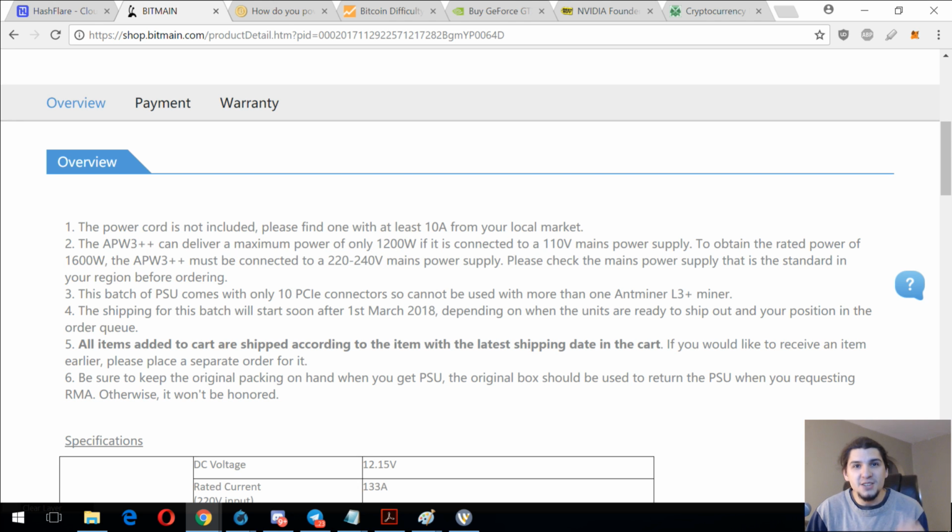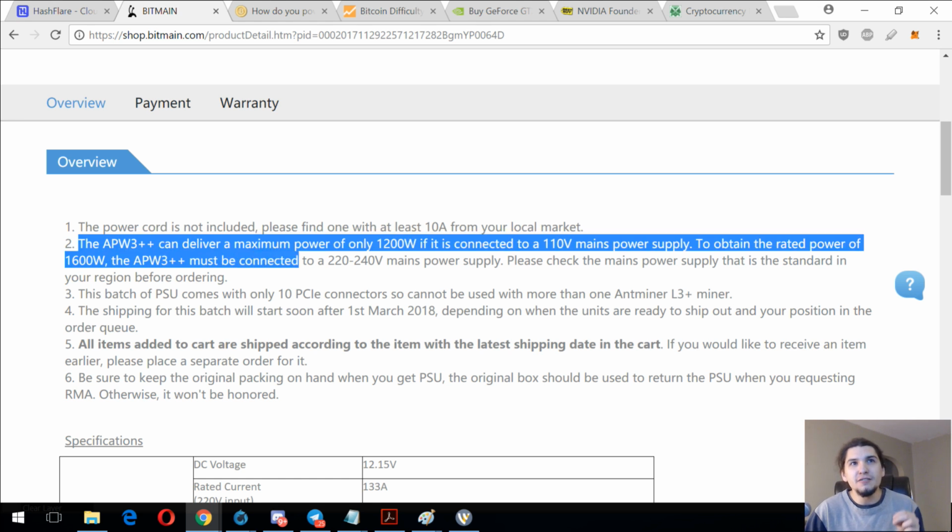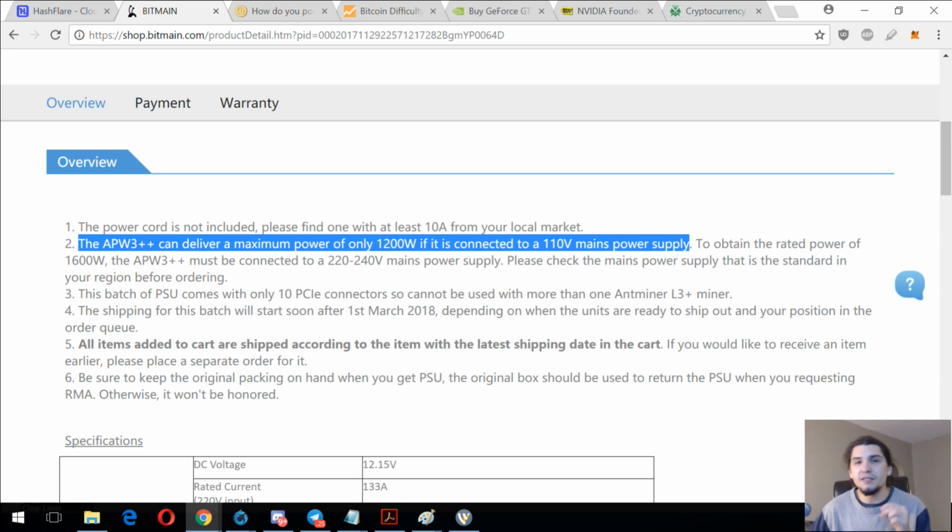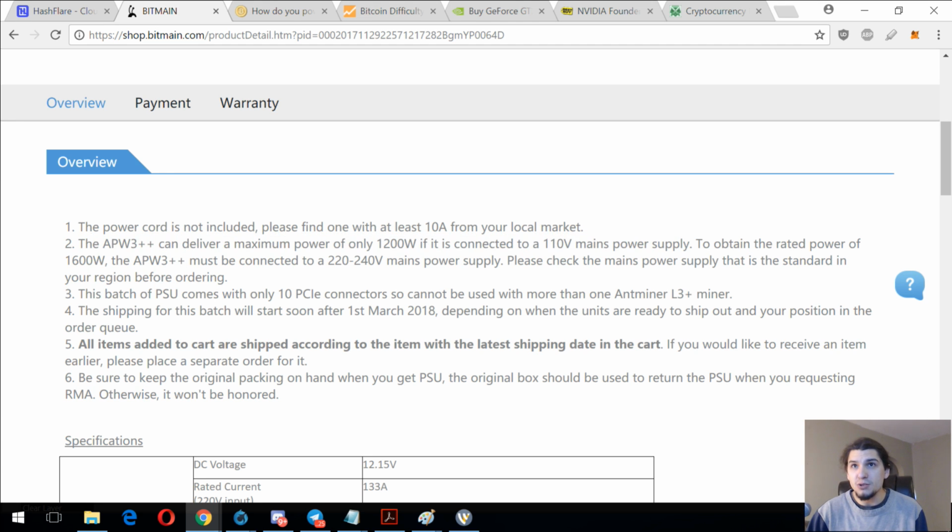Now, let me tell you this, guys, because I already looked into this. The Antminer S9 uses somewhere around 1500 watts of power, so you cannot even power it on regular 110 volt. If you're in Europe, great, no problem. If you're in Australia, great, no problem. Most of the Middle East and Asia are all using 220 volt power. Those of us in North America, USA and Canada, your standard power is 110 volt.